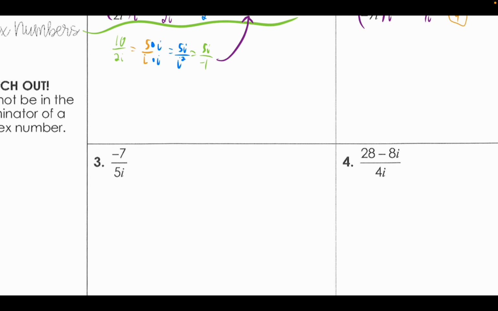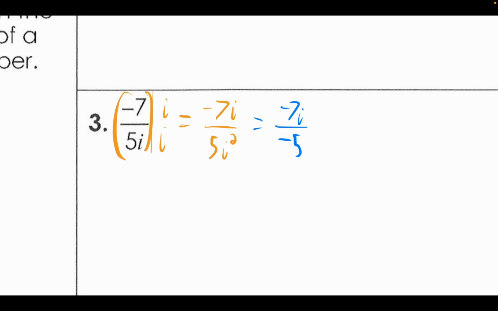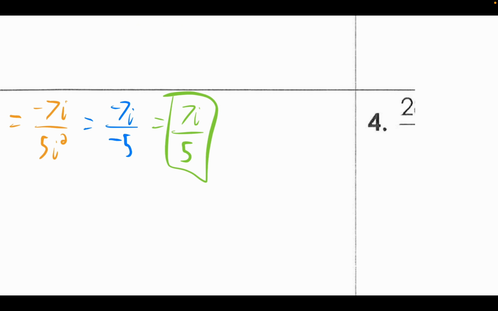Number 3 here, -7 over 5i. -7 and 5 don't reduce, but we do need to multiply by i on the top and bottom since there's an i on the bottom right now. And this will accomplish us getting -7i over 5i squared, remembering that 5i squared is really -5. And so we get -7i over -5, which is really +7i over +5, because a negative divided by a negative is a positive.